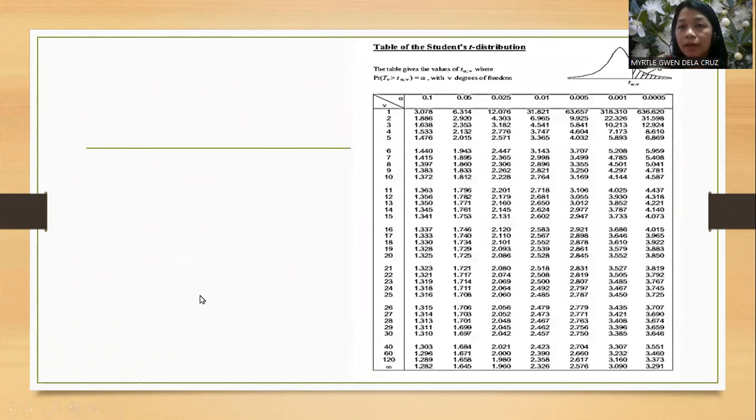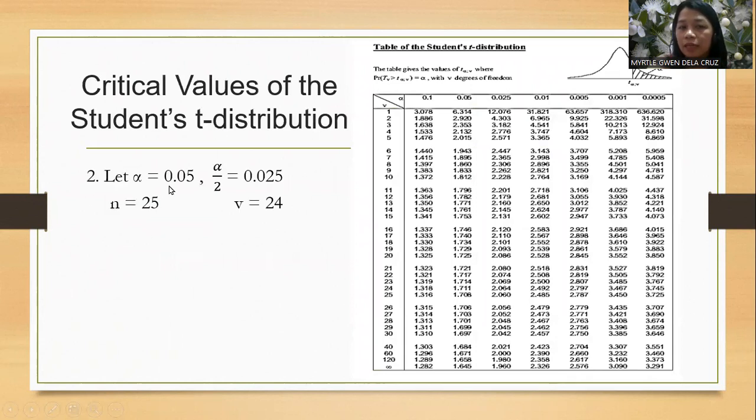Now, let's find our critical region. Since alpha is 0.05 and this is a two-tailed test, we need to divide alpha by 2. So we have alpha over 2 is 0.025. And since the sample size is 25, our degrees of freedom is 24. So we need to find the intersection between 0.025 and 24.